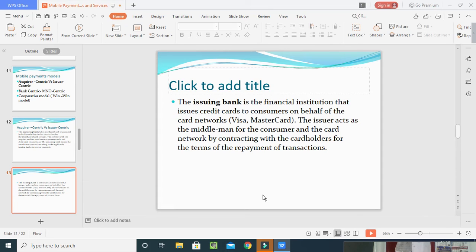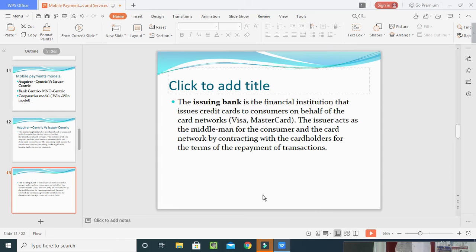Again, the bank is issuing what? The bank is issuing the credit cards to the customers on behalf of the card networks, MasterCard or Visa, or internet banking, phone banking, all these things. This is nothing but the issuing bank. Acquiring bank versus issuing bank.